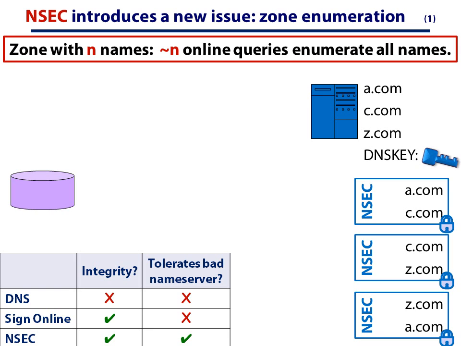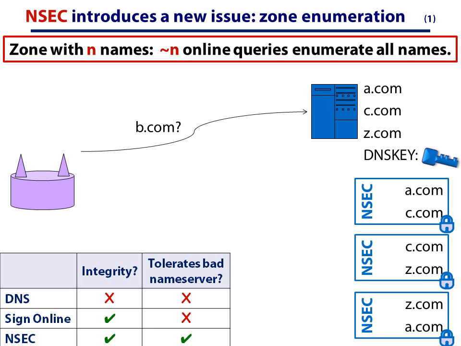But actually, NSEC introduced a new issue, which is called zone enumeration. So let's look at the zone enumeration issue. Here we have a zone with n names, where n is 3. And now this guy here, the resolver, is going to try to learn all of the names in this zone without any prior information. So let's see how he does it.